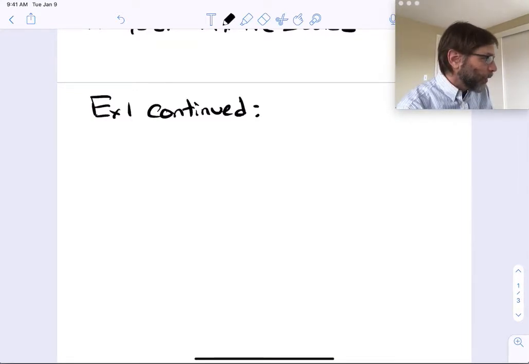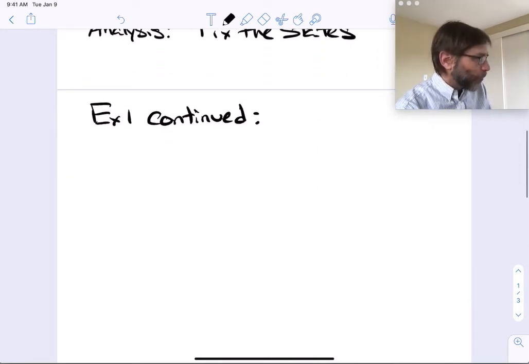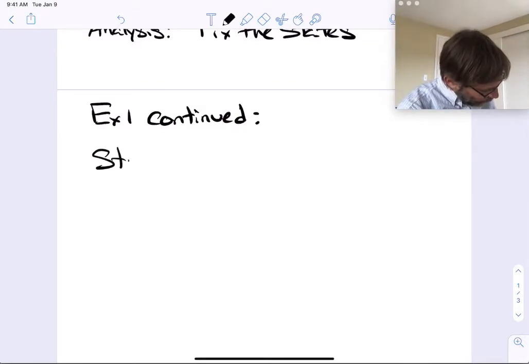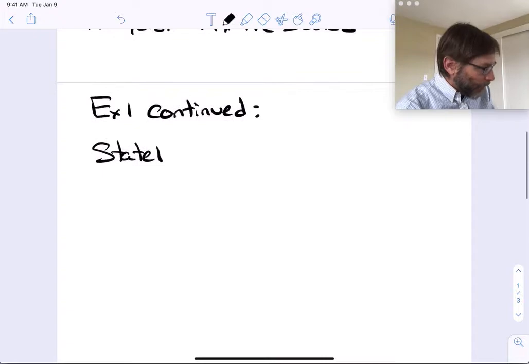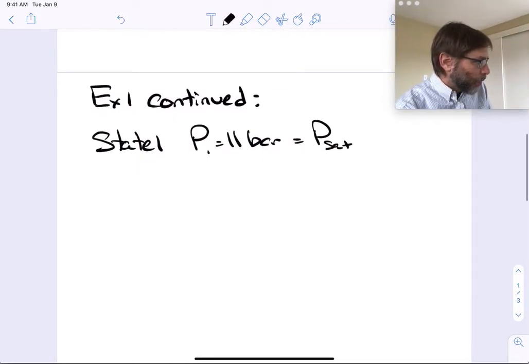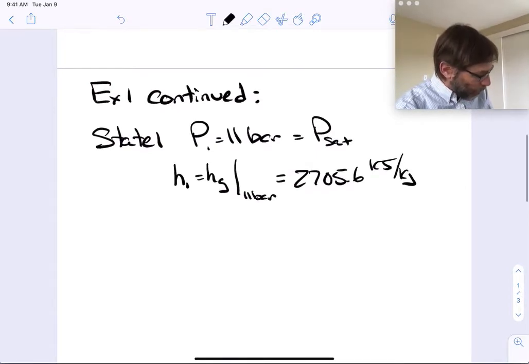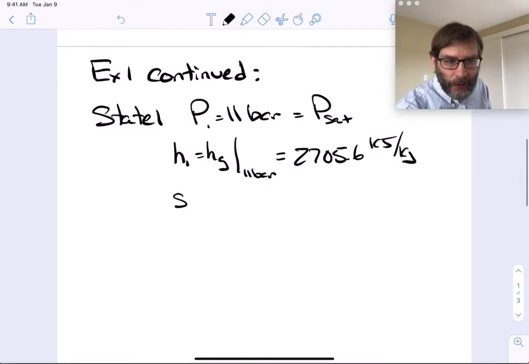So we know state 1. Did you say this is 11 bar? Yeah, it's 11 bar. So state 1, we know P1 equals 11 bar equals P sat. So we'll know what the temperature is, but it doesn't really matter. So H1 equals Hg at 11 bar, and this one equals 2705.6 kilojoules per kilogram.